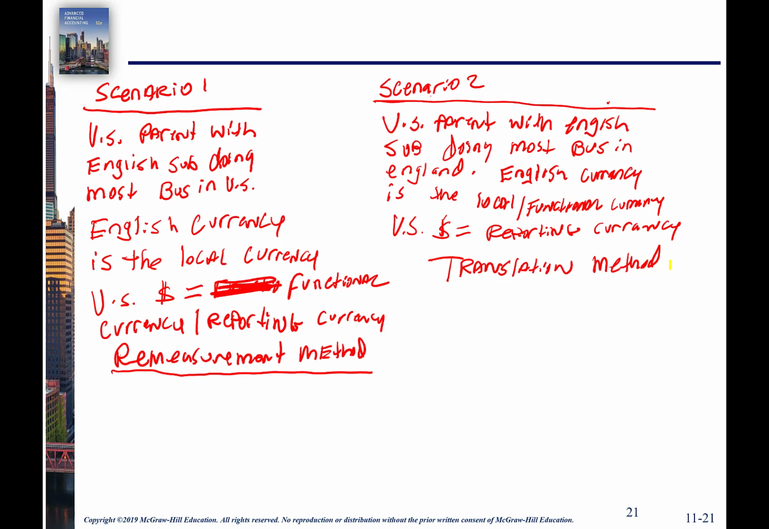Okay, but here we have the reporting currency is always the US dollar. The English currency is the local slash functional currency. And when that's the case, then we would use the translation method. And that again is going to signal to us which exchange rates essentially we should use. Should we use the current, the historical, and it's going to vary depending on which financial statement item we're talking about. We're going to see that coming up here on the next slide.